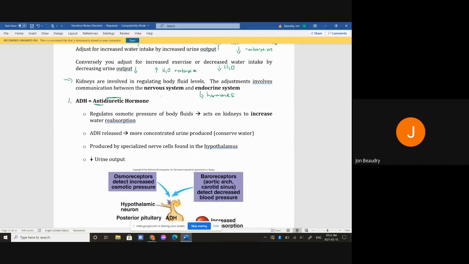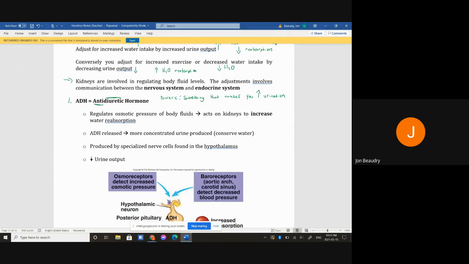A diuretic, for those of us that don't know, is something that makes you pee. Very simply put, something that makes you increase urination or urine production. If I increase urine production, then I'm going to be urinating more.